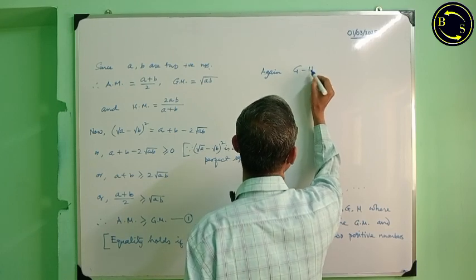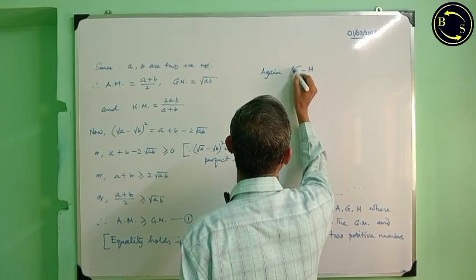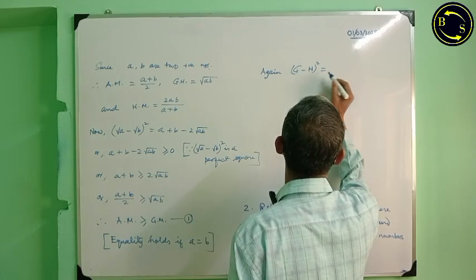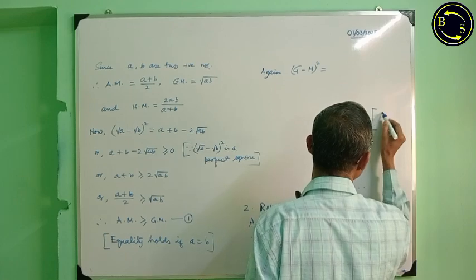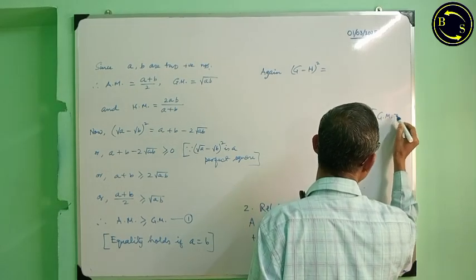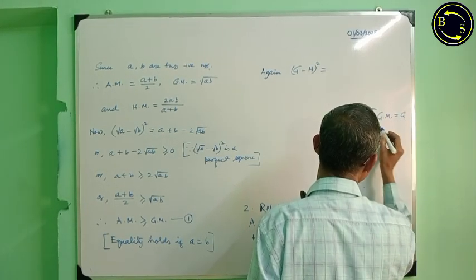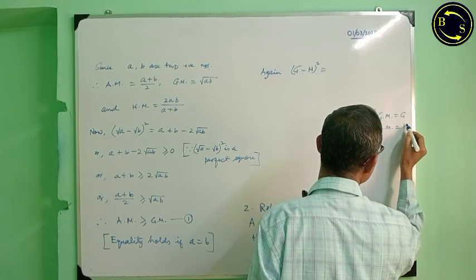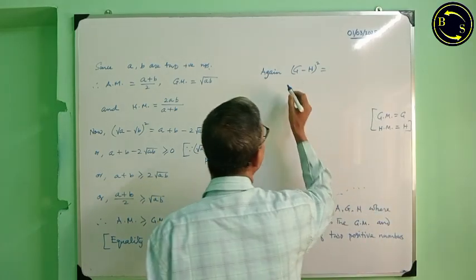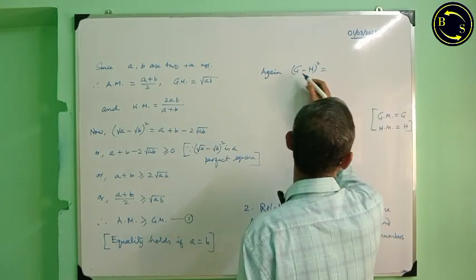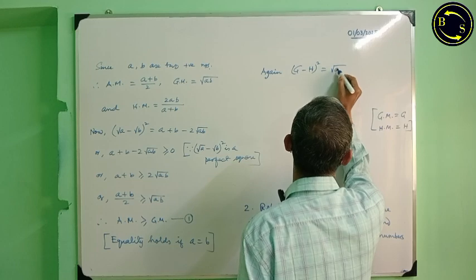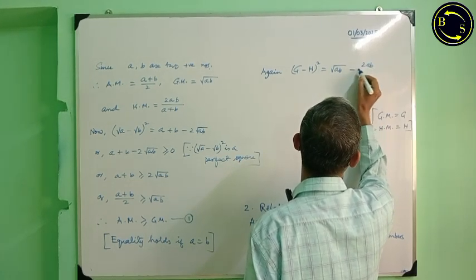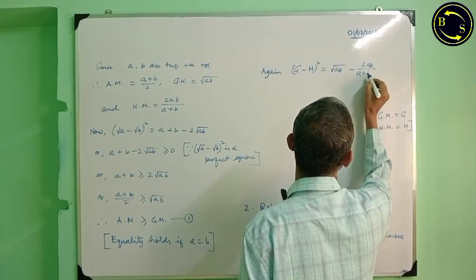G minus H whole square. G means geometric mean. Geometric mean in short is written as G, and harmonic mean in short is written as H. We calculate: G means root over AB, minus 2AB by A plus B.